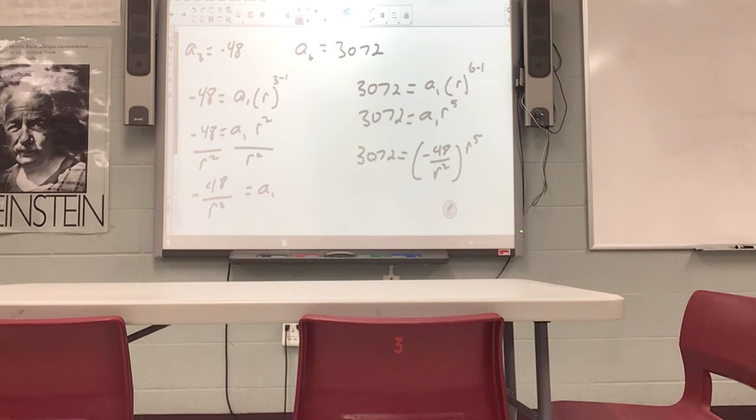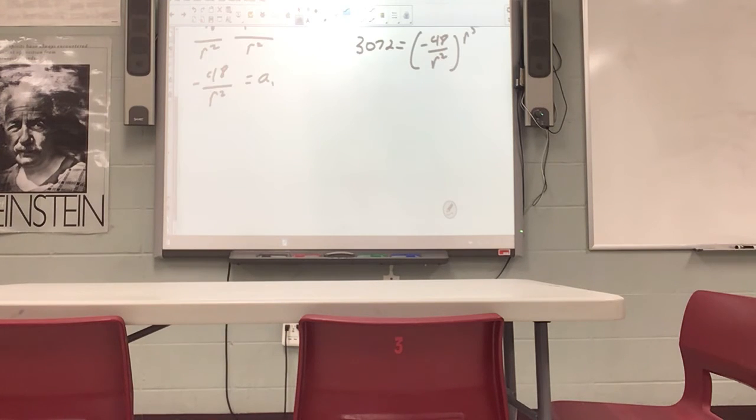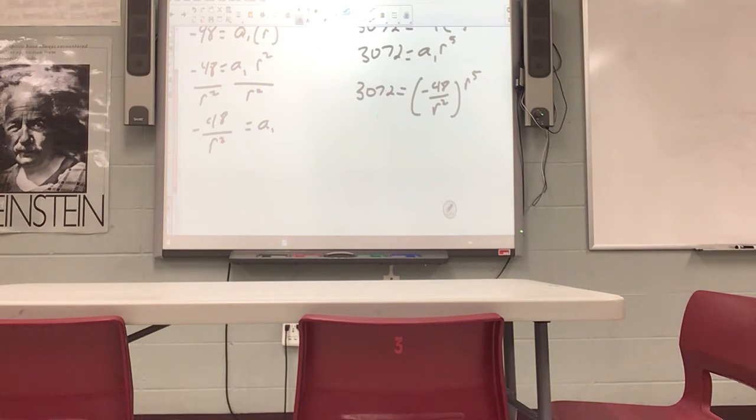So, 3,072 is equal to negative 48 R to the 3rd. Now we're trying to solve for R. It's being multiplied by negative 48, so let's divide by negative 48. I don't know what that is. Calculators: 3,072 divided by negative 48.